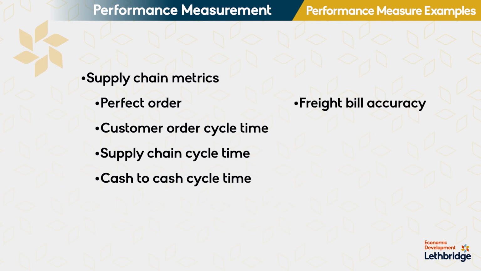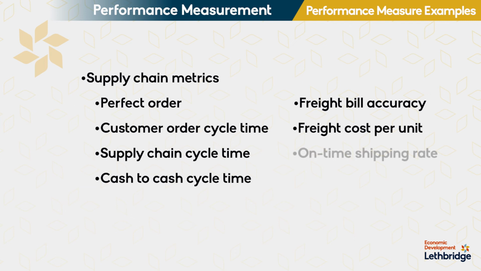Freight bill accuracy. How accurate are your freight bills? Freight cost per unit. How can you reduce that? Are there ways of automating that? Are there ways of setting up min-max systems so you're maximizing your overall loads that you're transporting? Whatever the case might be, how can you get that lower? And again, this may come into play with automation. Finally, one that we want to look at, particularly in Alberta with travel delays that can happen because of weather and so forth, is on-time shipping rates, both incoming and outgoing shipments.